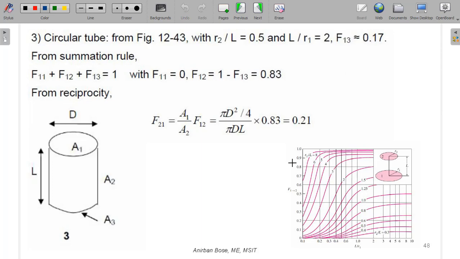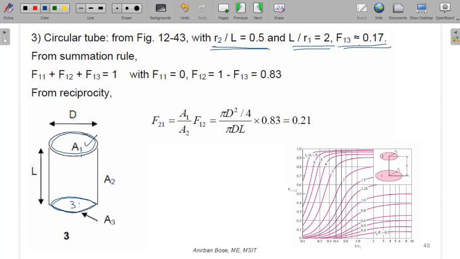Now coming to the third problem, where you have to again calculate F12 and F21 and all that. For that, here this is a cylinder, the two ends 1 and 2. So first of all, with the help of the graph, we can find out F12. Okay, that we can definitely find out. So here for this problem, given R2 by L and L by R1 is 2, because it was given that L and D are the same. Using that, you first find out from the graph what is F13. This is 1 and this is 3. So what is F13, that you first find out.